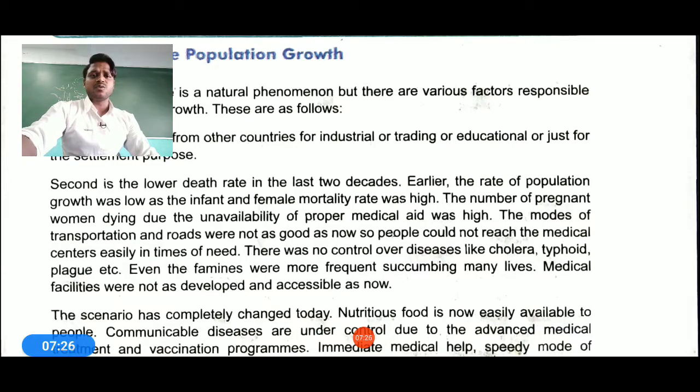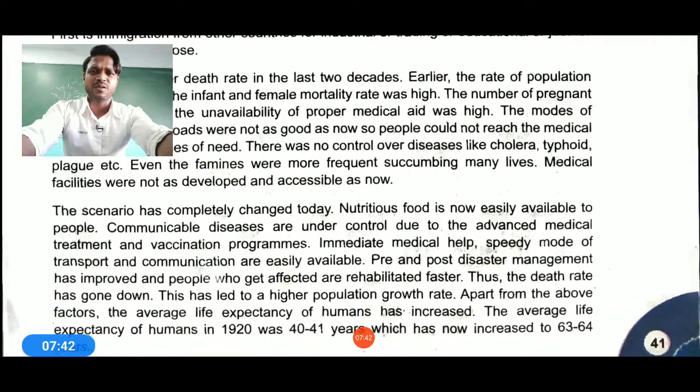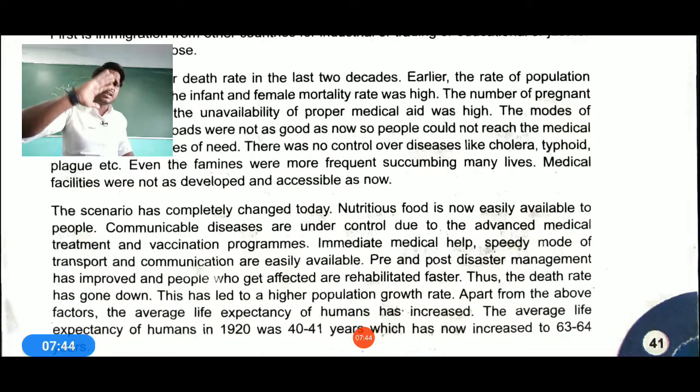There was no control over diseases like cholera, plague, dengue, malaria, typhoid and all. Famines were also more common in ancient times. So many lives were in danger, and facilities were not developed in this way. That is how the population was somehow under control, or lower. But the scenario has completely changed now.